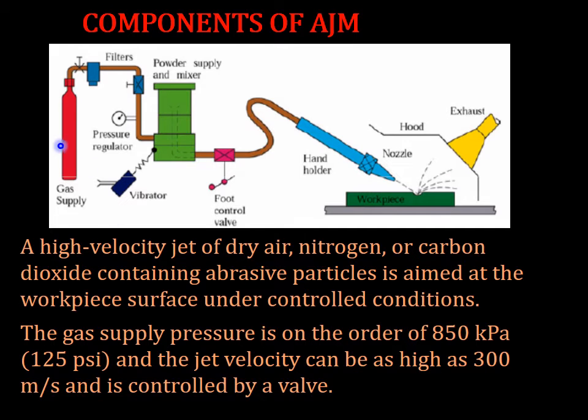In that there are gas containers, filters, and the mixing chamber, or the power supply and mixing chamber, where the abrasive particles or abrasive powders and the gas are mixed together in a chamber or mixer. After that they are transferred through a hose pipe to the nozzle, and the nozzle is directed towards the workpiece surface or the metal surface where you want to machine it.